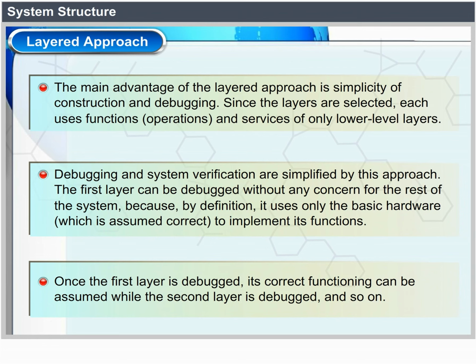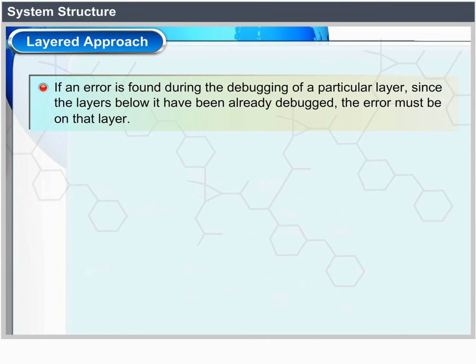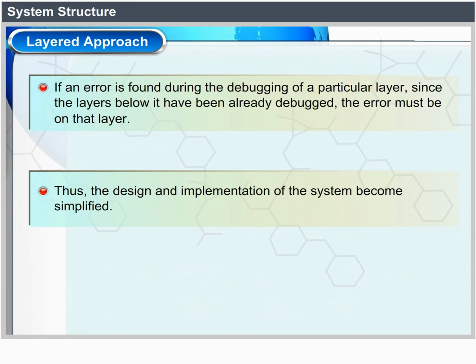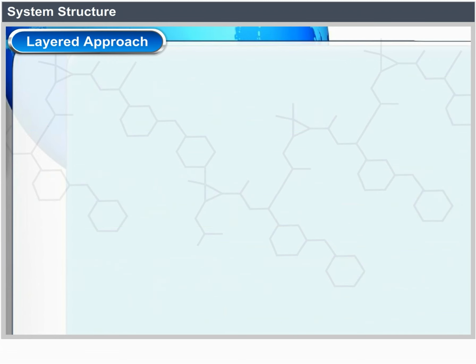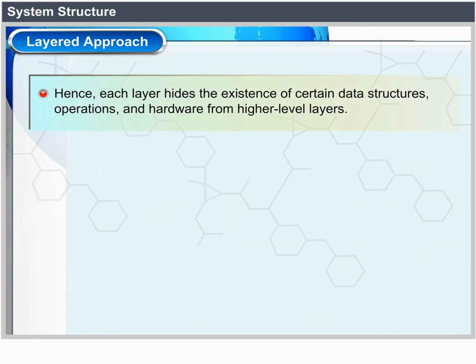If an error is found during the debugging of a particular layer, the error must be on that layer because the layers below it are already debugged. Thus, the design and implementation of the system are simplified. Each layer is implemented only with the operations provided by lower-level layers. A layer does not need to know how these operations are implemented. It needs to know only what these operations do. Hence, each layer hides the existence of certain data structures, operations, and hardware from higher-level layers.